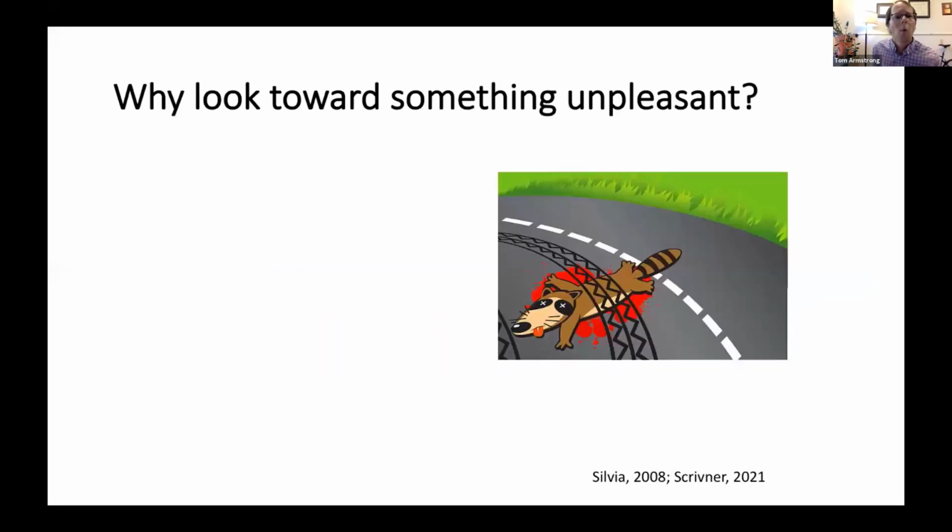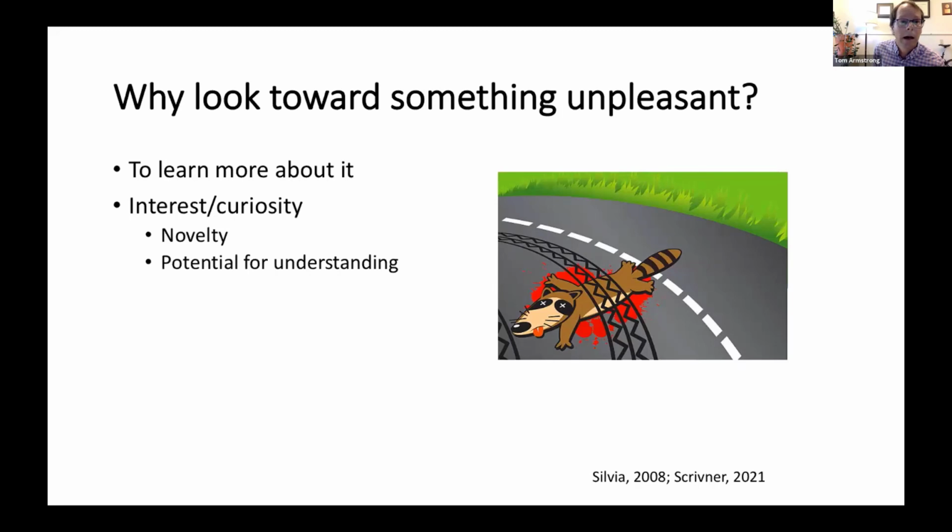So this raises the question, why would you look towards something unpleasant? Why do people look at noxious, potentially nasty things? And one answer is that they do so to learn more about these stimuli. The emotion of interest or curiosity has been hypothesized to have an appraisal structure of novelty and the potential for understanding. You see some roadkill from a safe distance. That's something new. You've never seen the insides of a raccoon, for example. And within the mess, there is some order. You can make out some organs and things like that.